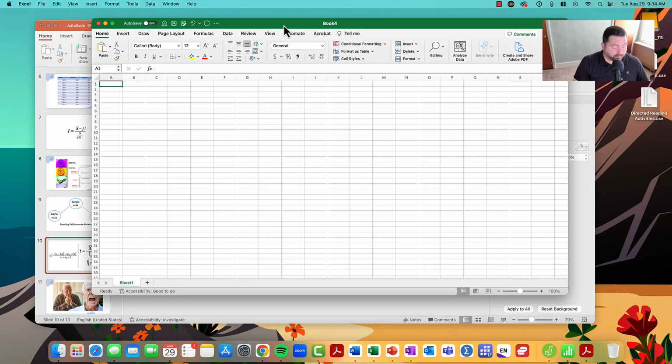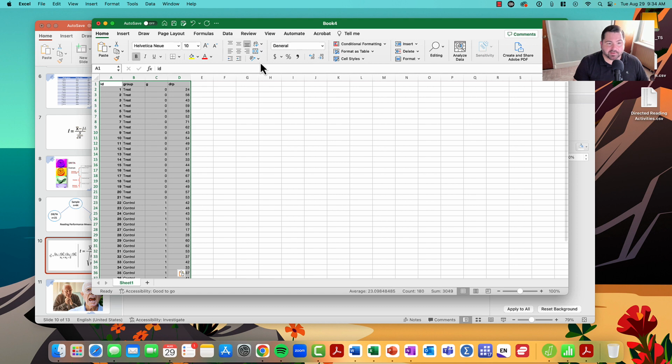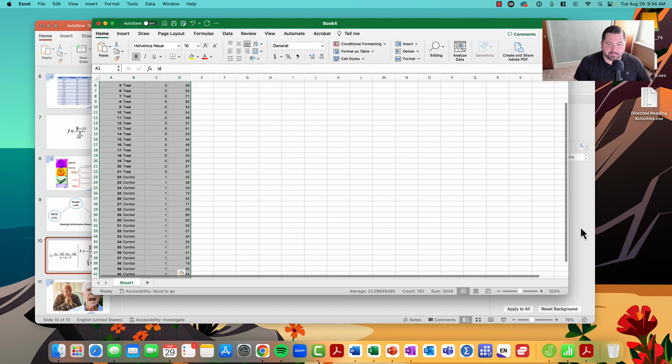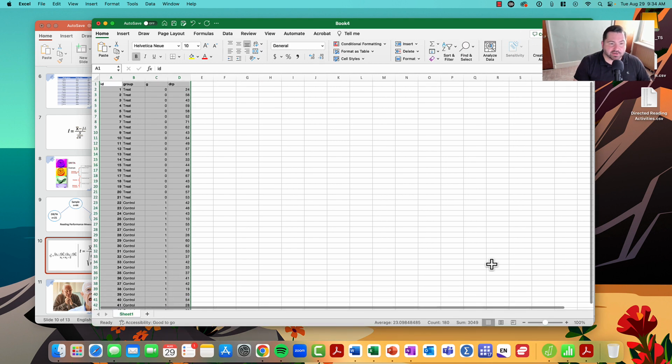Okay, so if we start with a blank Excel sheet, I'm just going to copy and paste and move those data over here. This is the example data set. In a real research scenario, you would recruit all 44 of these participants. You would do the randomization and the group coding.